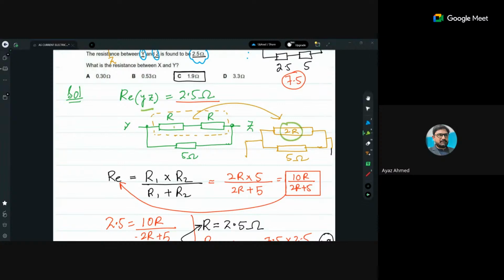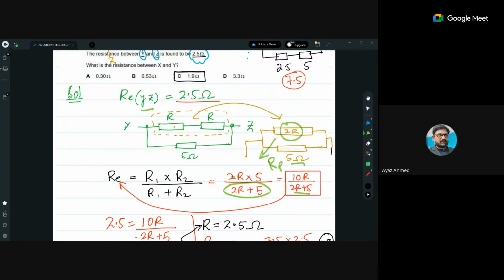Are you getting my point? And here it is 5 ohm. Now they are in parallel, so you will write the formula for two parallel resistors. As I told you, for two parallel resistors, R equivalent is equal to R1 into R2 divided by R1 plus R2. So 2R into 5 divided by 2R plus 5. So the total will be 10R by 2R plus 5.